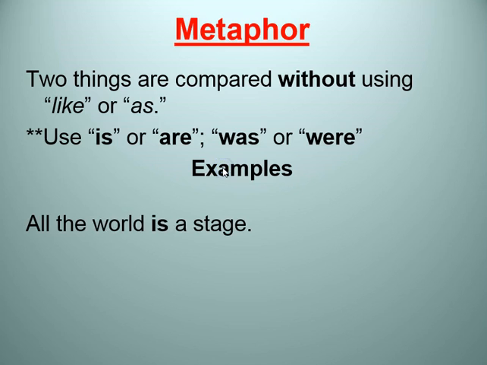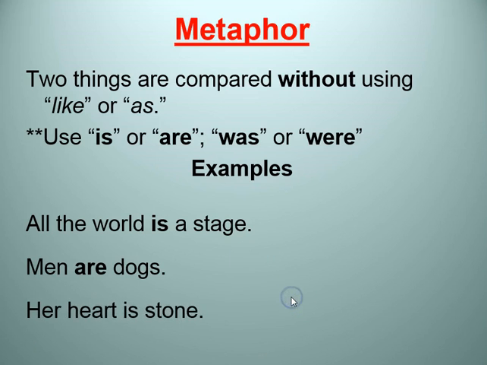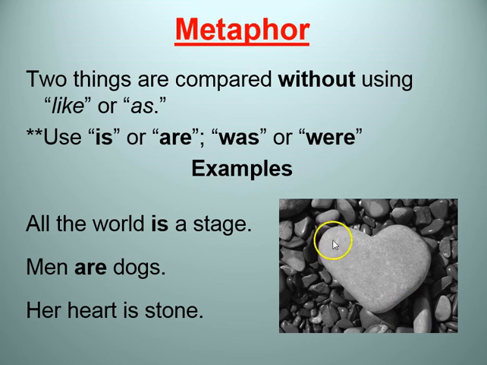So here's some examples. All the world is a stage. So it's comparing the world and a stage, and it's saying that it is. One thing is another. Men are dogs. Sorry, boys, this is a common metaphor that's used. It's comparing men to dogs. Her heart is stone. Okay, it's saying that her heart is as hard as stone or as cold as stone. Literally a stone with a heart.